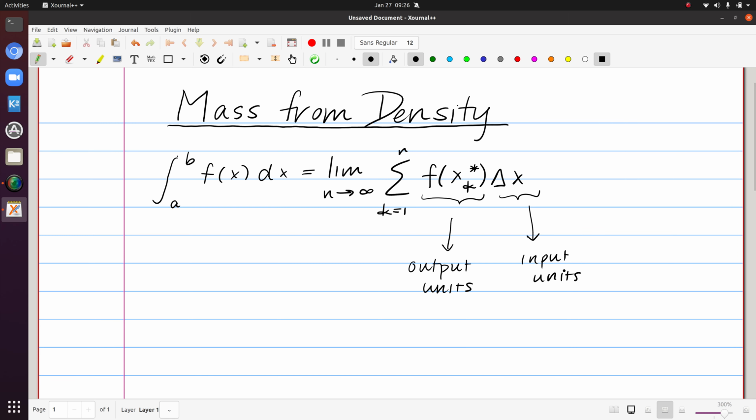So when we're talking about a derivative, the units typically become the output units divided by the input units. And again, that comes back from thinking of the difference quotient as a ratio. But instead, with an integral, we are actually multiplying the output units and the input units.